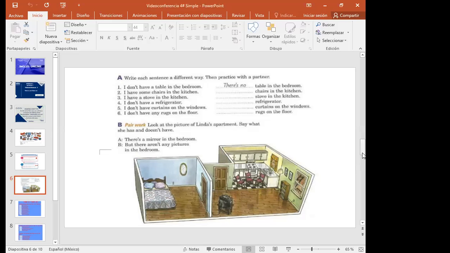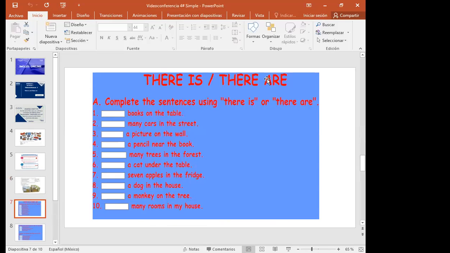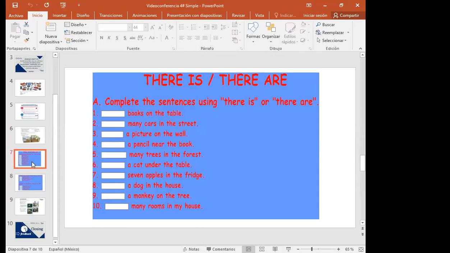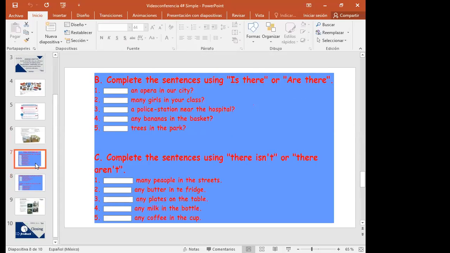Right. Vamos con la siguiente. Vamos a hacer un ejercicio utilizando el there is and there are. That I think is a little easy. Right? There is and there are. Complete sentences using there is or there are. Para eso, ustedes van a elegir si es there is o there are de acuerdo a las palabras que están ahí. Vamos a contestar las dos últimas. Está la A, la B y la C.